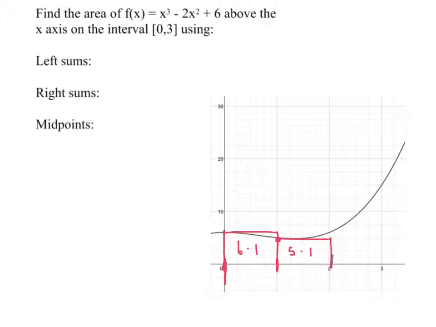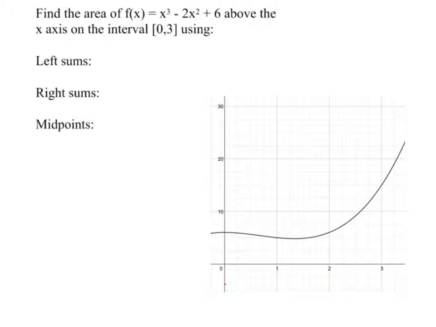And finally, from 2 to 3, 2 would set our height. And again, if you plug in 2, you're going to get 6. So 6 times 1. You'd add those up. That would be the left-hand sum. Okay. So the right-hand sum, of course, would just be using the other side.